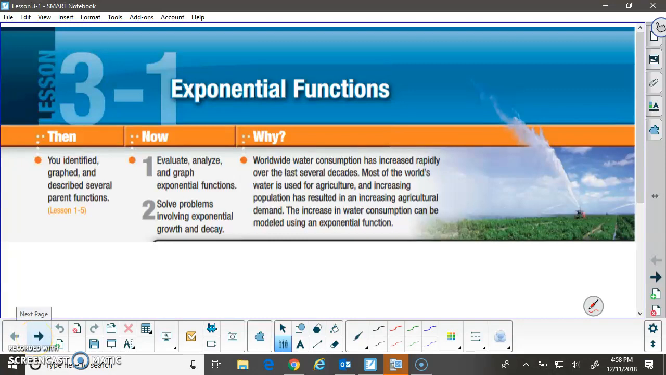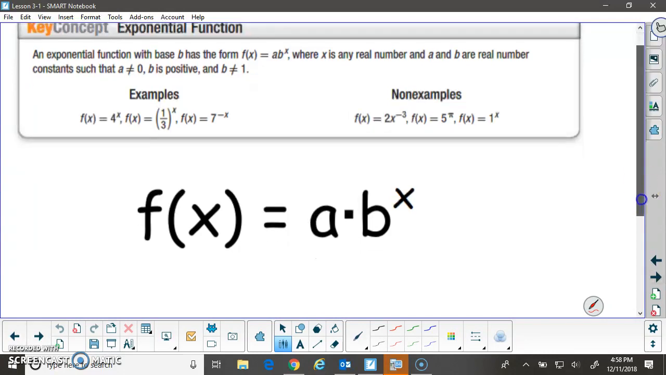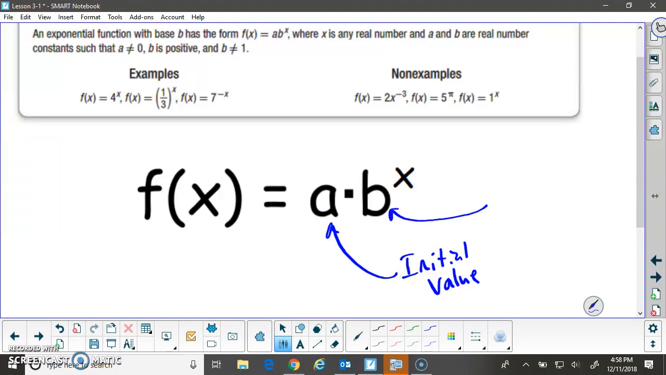Lesson 1 of Chapter 3 is on exponential functions, and so we're going to discuss what an exponential function looks like, both algebraically and graphically. So to start off with, every exponential function is in the form f of x equals a times b to the x, and when it's in this form, the a value represents the initial, and the b represents your base.